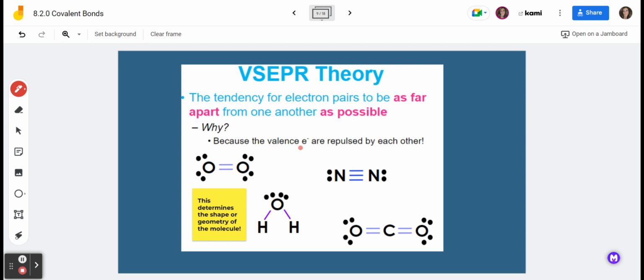What this means is that valence electrons want to be as far away as possible from each other. So they're going to deform the shape and create a shape where the electrons are as far apart as possible. And so, for example, like water, this is a bent shape, and then these are linear. Again, this will come in the next lesson, but just to introduce, electrons like to be away from each other as far as possible.